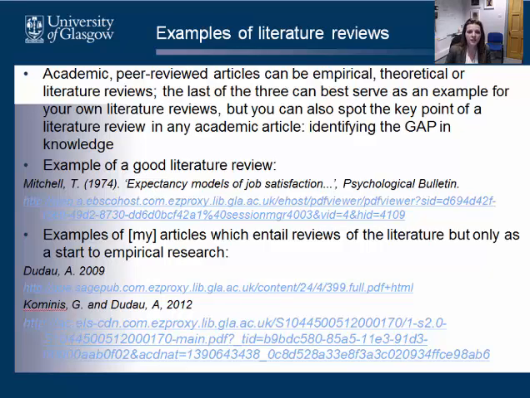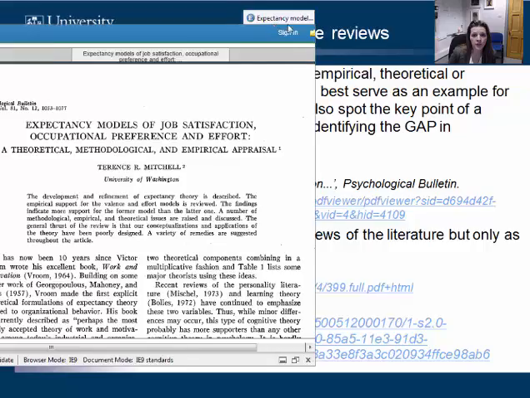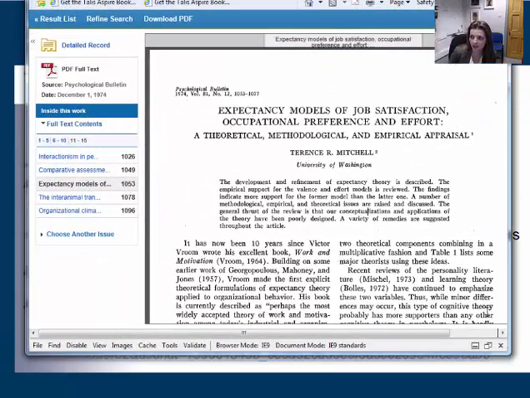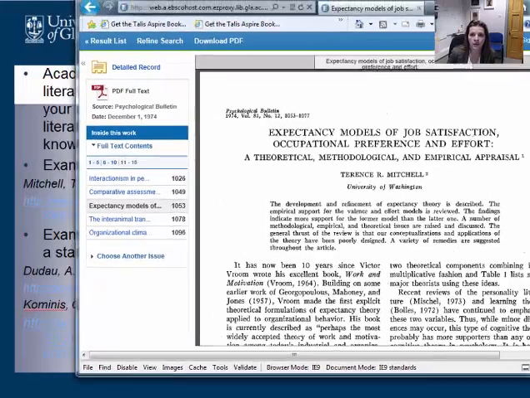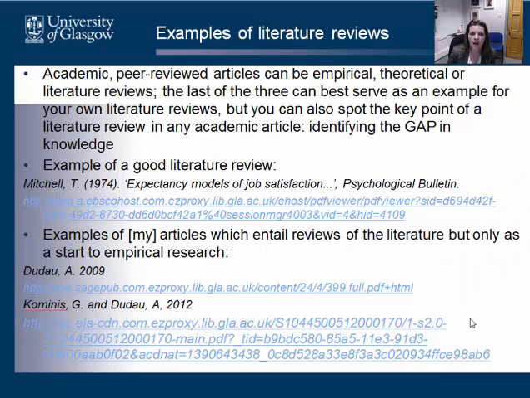Now, it's hard to speak theoretically about what makes or breaks a literature review, and I did attempt to do that, but the best way in which you could do that is by looking at examples of good literature reviews. One example is a paper by Mitchell, which is in itself a literature review, and here it is for you. You will be able to access it through the link on this PowerPoint.